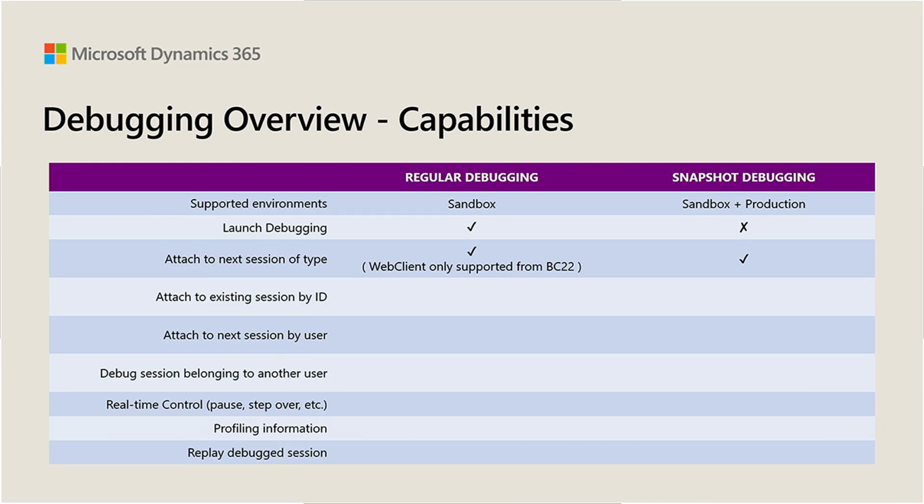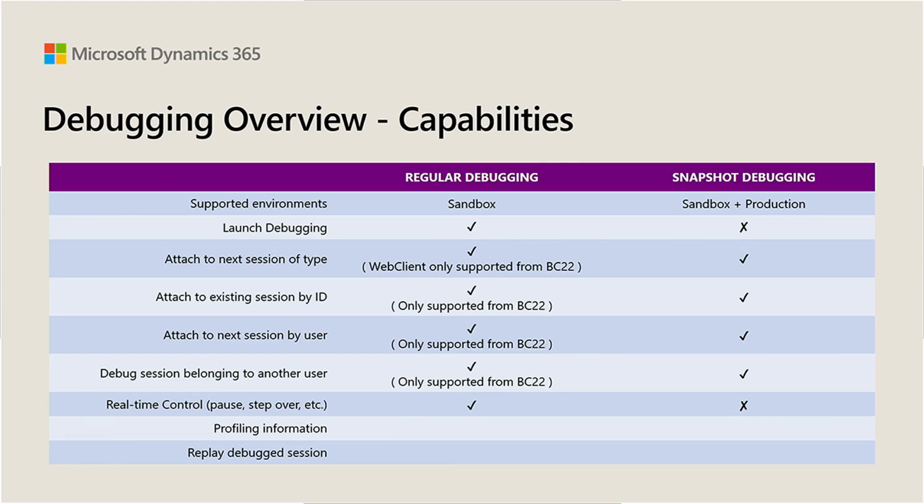Attach to the next session of a given type. This is also supported on both types of debugging. Attach to an existing session, given its ID, also supporting both. Note that these are also recent additions for regular debugging. Attach to the next session for a given user, also supporting both. Debug a session belonging to another user, also supporting both. So again, if you want to debug another developer's or a customer's session, then you don't have to reproduce it from scratch. You can just debug that existing session without having to start from scratch.